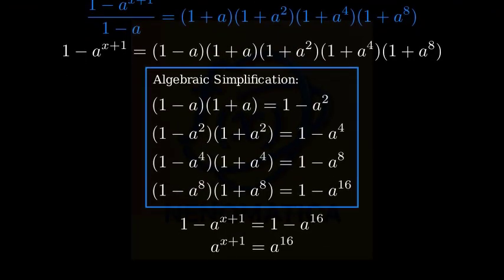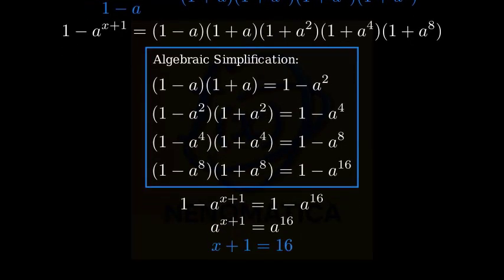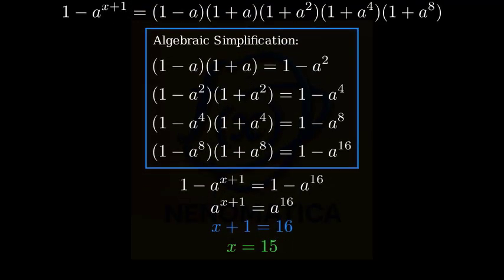Now we have the equation 1 minus a to the power of x plus 1 equals 1 minus a to the power of 16. So a to the power of x plus 1 must equal a to the power of 16. Since a is not equal to 0 or 1, which is a given condition in the problem, we can set the exponents equal to each other. So x plus 1 equals 16. Finally, we solve for x by subtracting 1 from both sides. We get x equals 15.